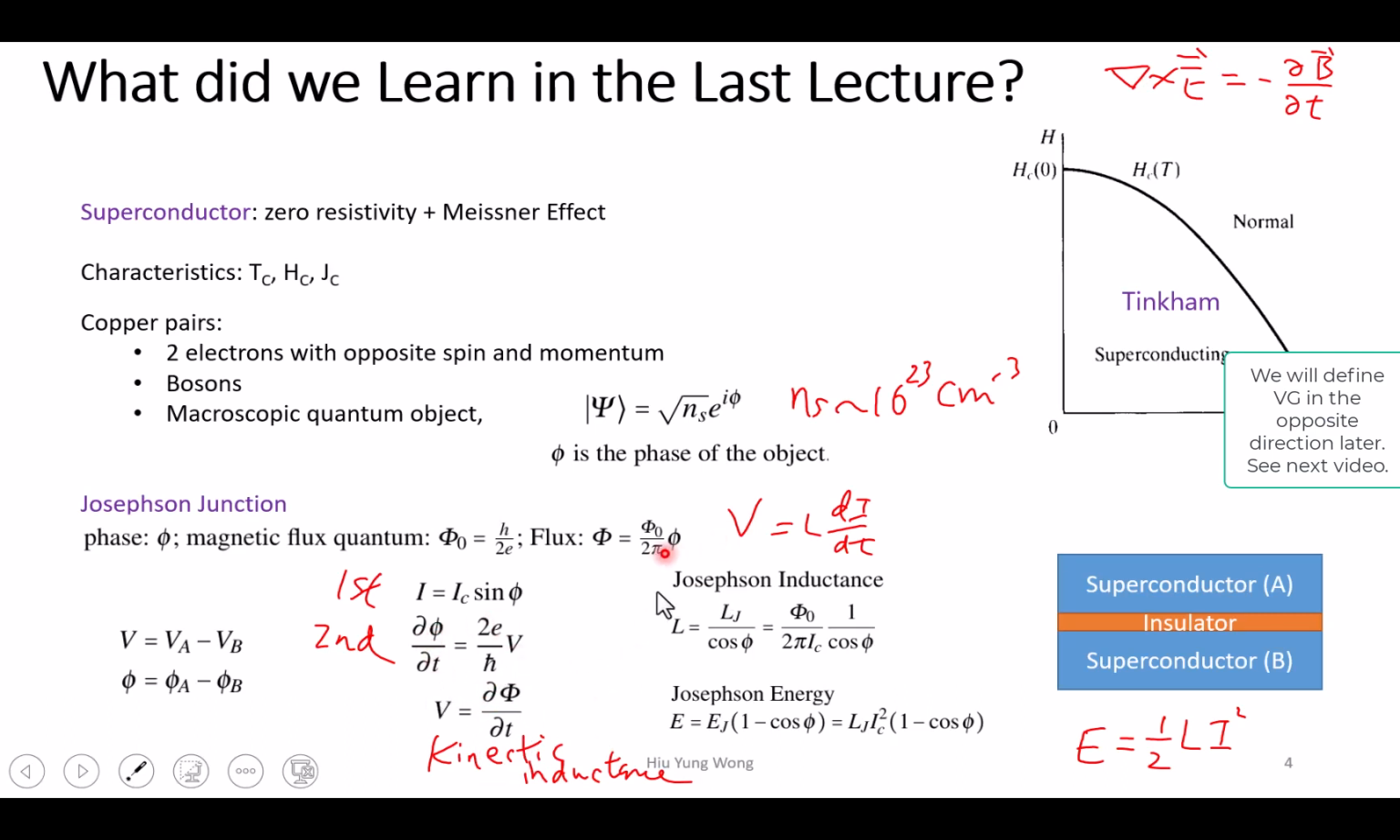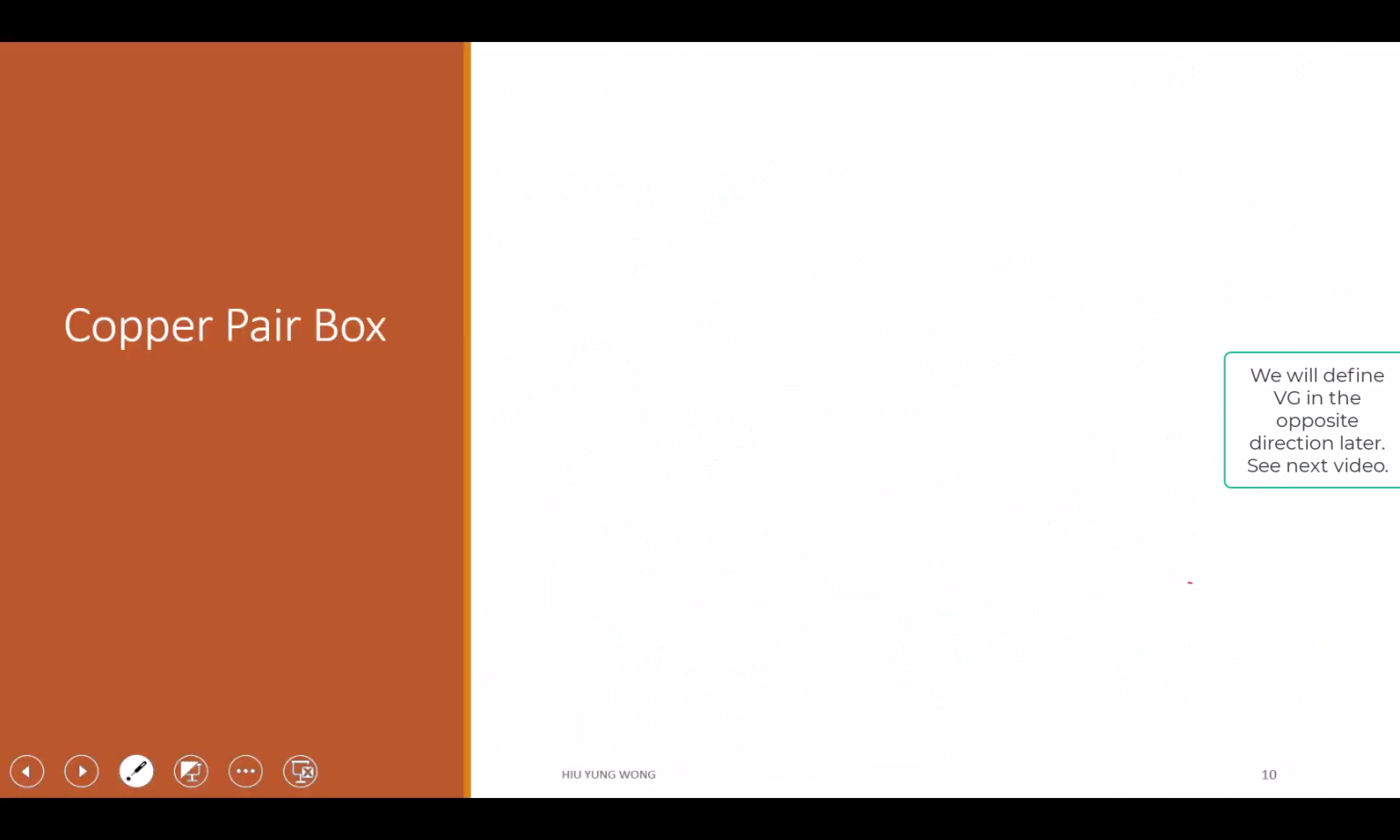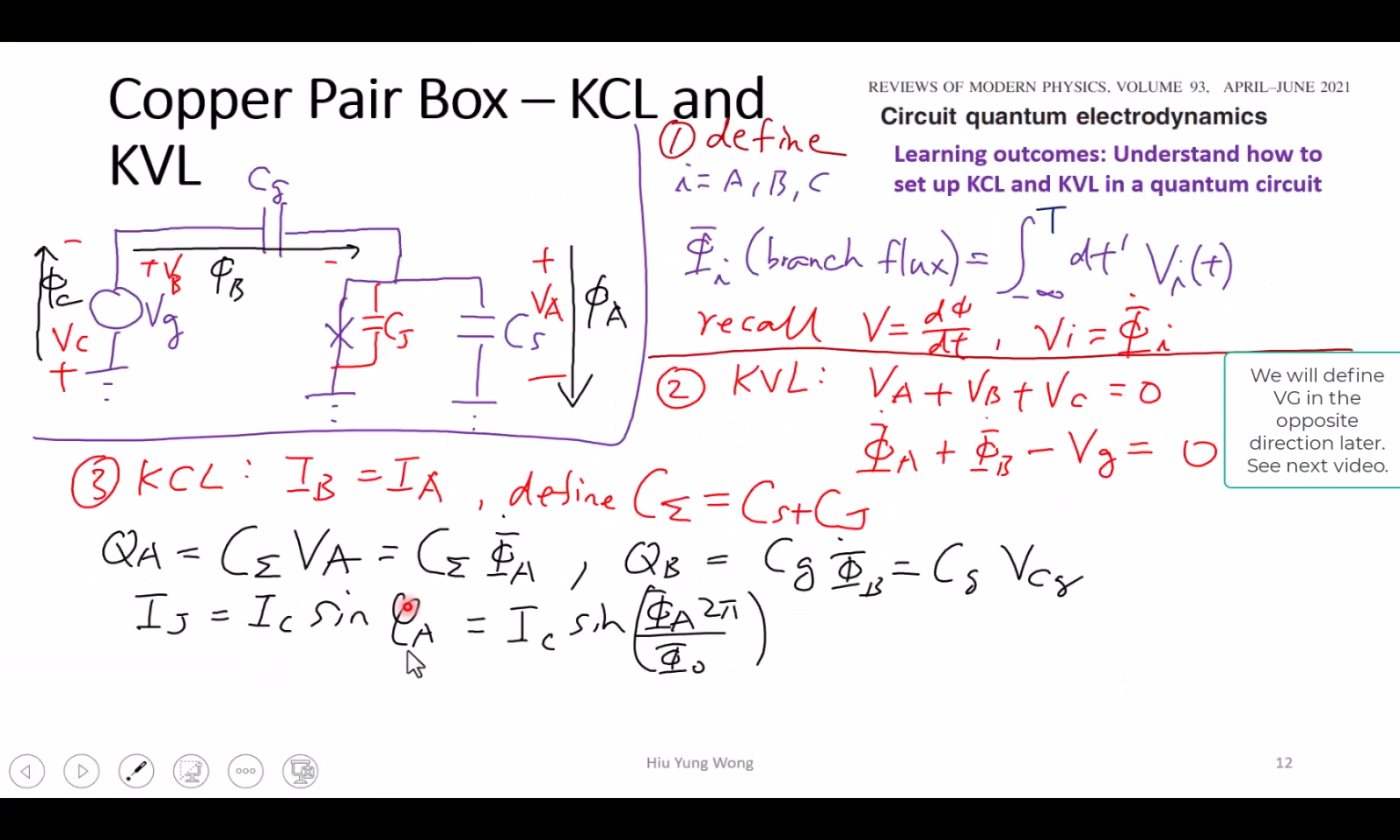I know that the flux equals the phase times Phi naught divided by 2 pi. So instead of putting phi, I put 2 pi times capital Phi divided by Phi naught. That is what I'm doing here. Instead of putting phi A, I put Phi A times 2 pi divided by Phi naught. If confusing, just make sure you understand we are trying to express it with the conjugated variable.